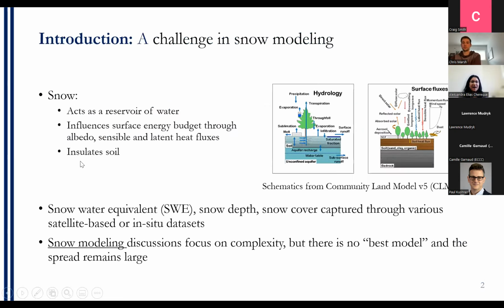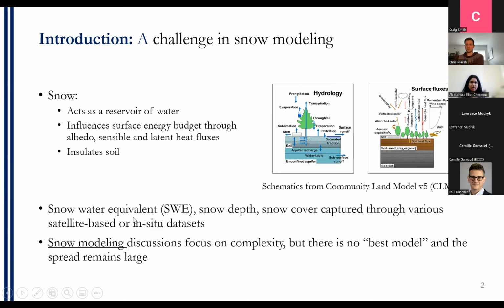Okay, so overall, we're all aware of the importance of snow and its role in both hydrological applications and for the surface energy balance. It also insulates the soil, so it's coupled to a lot of variables that are of interest. And there are, of course, these existing data sets for SWE, for snow depth, for snow cover that are either satellite-based or based on in situ measurements.